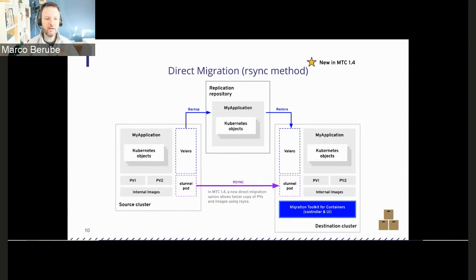Behind the scenes, it is Velero that does the backup of the Kubernetes objects and the restore on the other side. And all that can be driven, as I was saying, from the UI, which is typically installed on the destination side, but could be installed anywhere as it's all API driven.